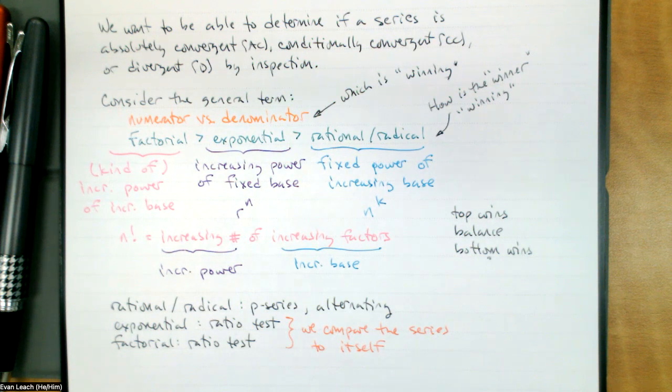When I say top wins, I'm thinking the numerator is dominating over the denominator. The numerator is growing faster, so the terms are going off towards infinity. When the bottom wins, that means the denominator is growing faster and the terms are going to zero. And then balance means the terms are going at the same rates and will have a non-zero constant as far as the ratio of the numerator to the denominator.